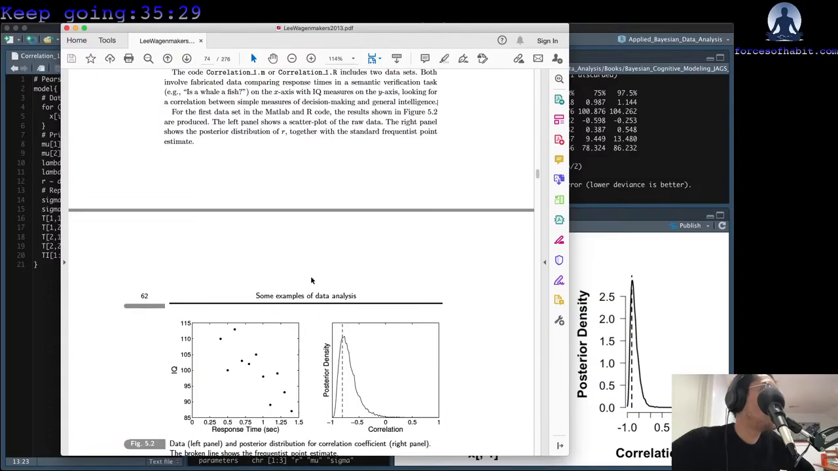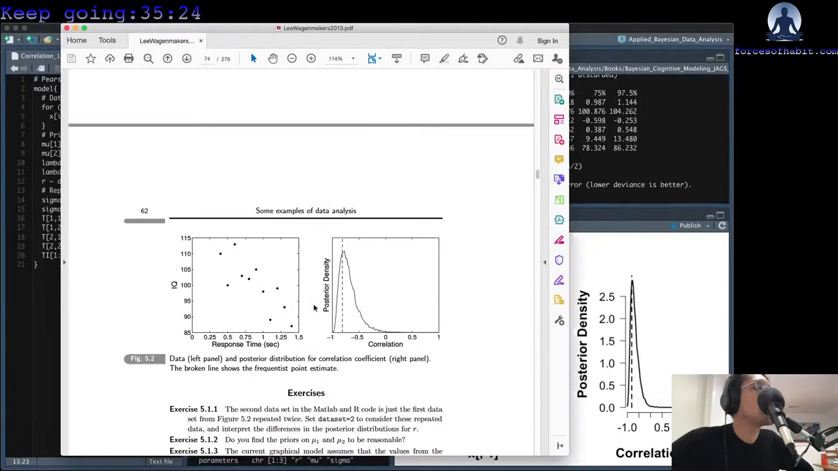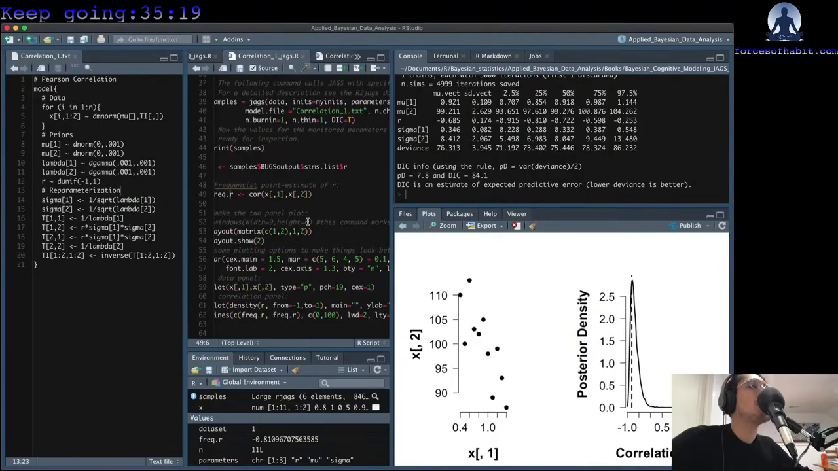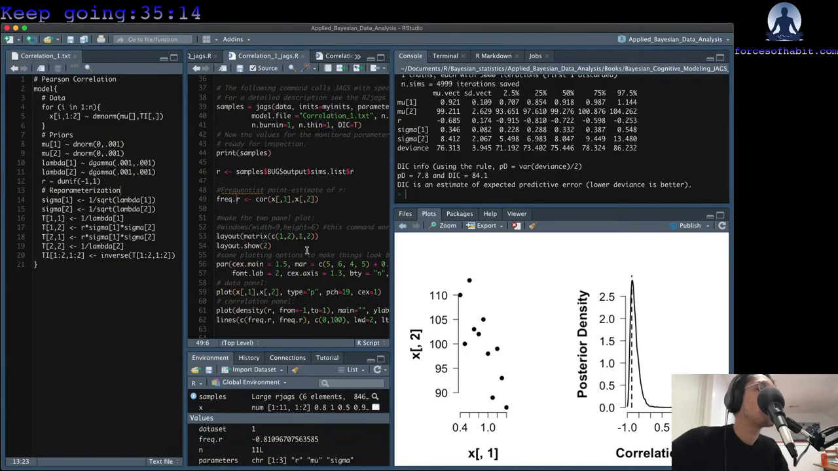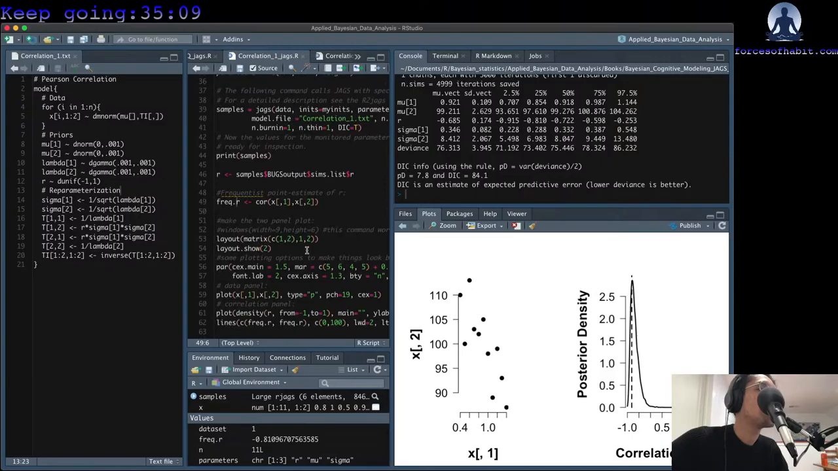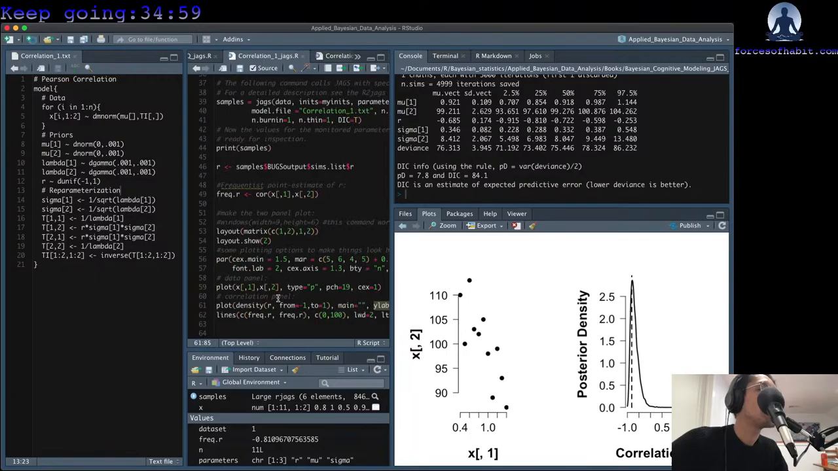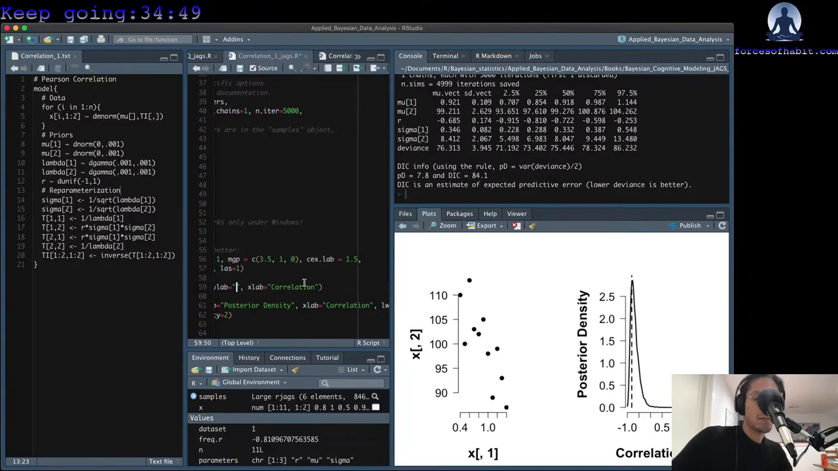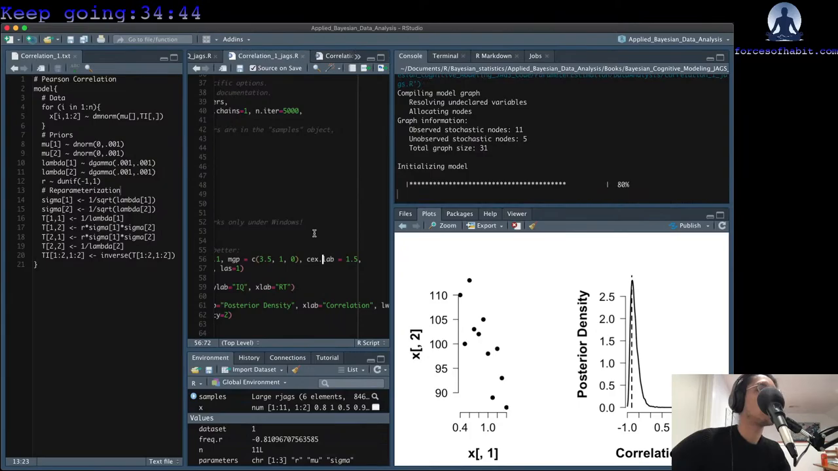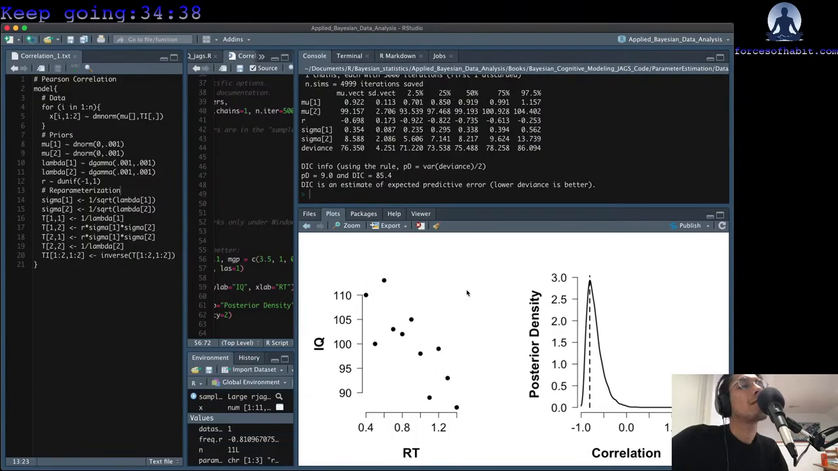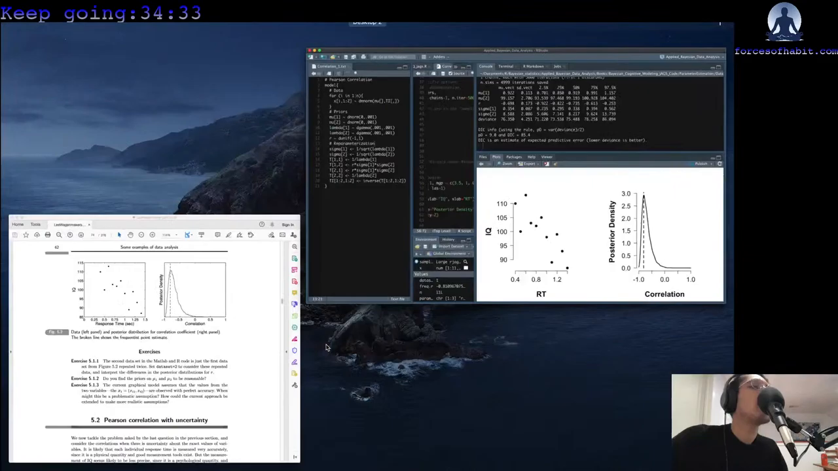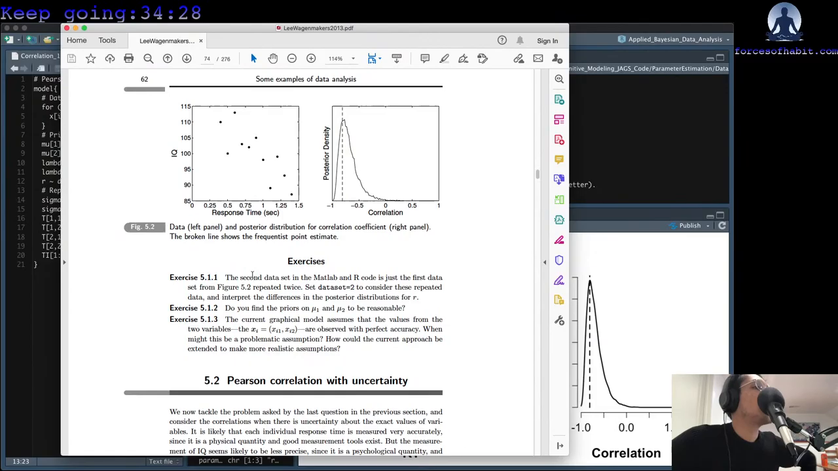Here's this plot. Here's our version. I guess we could make the axes a little prettier. RTIQ. Nice. The second data set is just the first one, repeated twice.